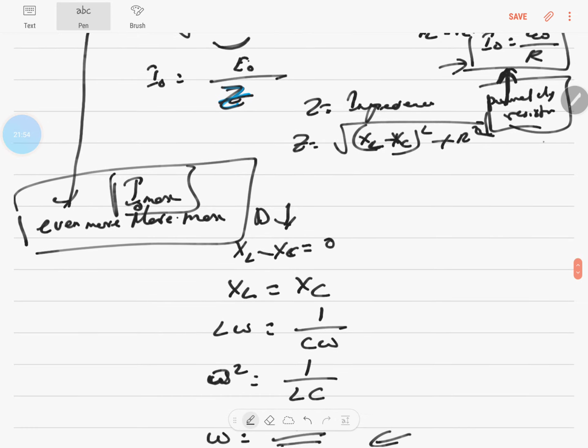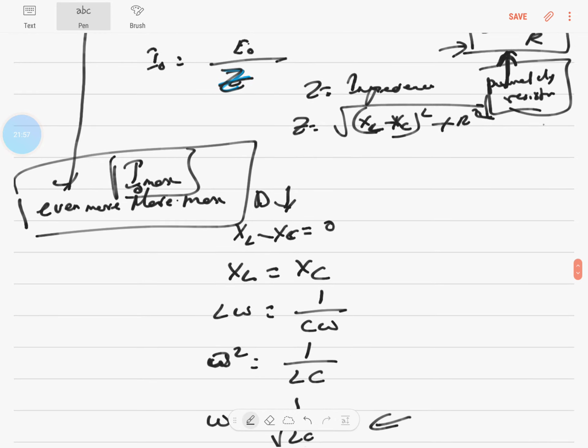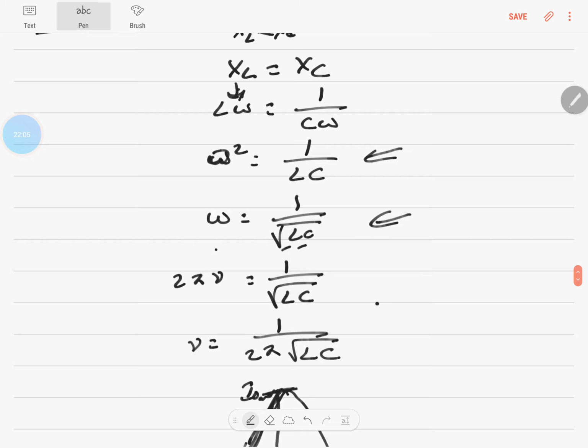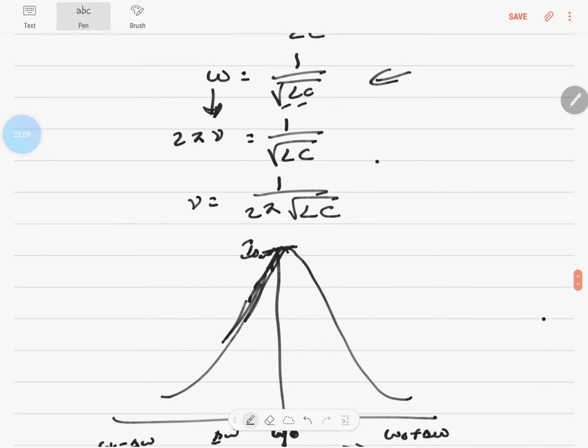So the current I0 reaches a maximum value when XL becomes equal to XC, and XL itself is L omega and XC is 1 by C omega. So omega square is 1 by LC, omega is equal to 1 by root of LC. Omega can be written as 2 pi mu, so mu is equal to 1 by 2 pi into root of LC.